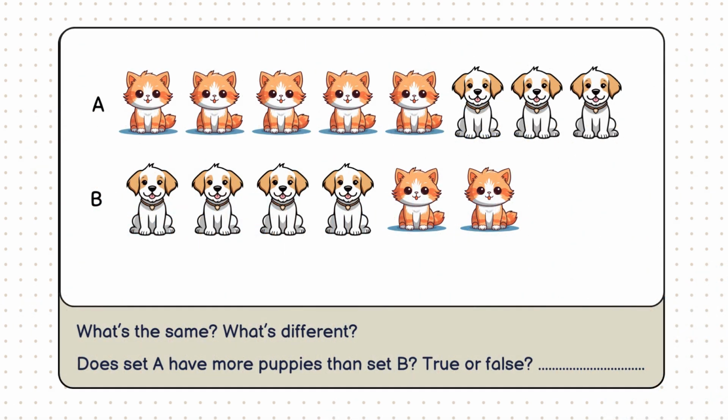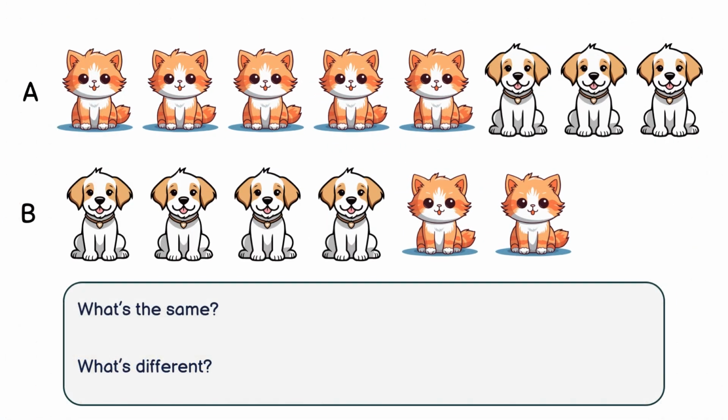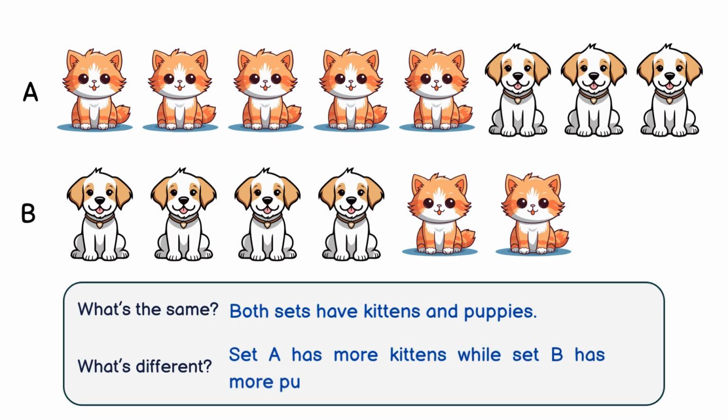Take a look at these sets of animals. Set A has kittens and puppies, and so does set B. So what's the same and what's different? When we compare, we can see that both sets have kittens and puppies, but the numbers are different. Set A has 5 kittens and 3 puppies, while set B has 2 kittens and 4 puppies. So what's the same and what's different? That's right. Both sets have kittens and puppies, but set A has more kittens and set B has more puppies. Great job spotting the difference.